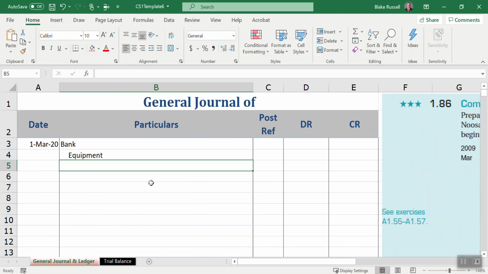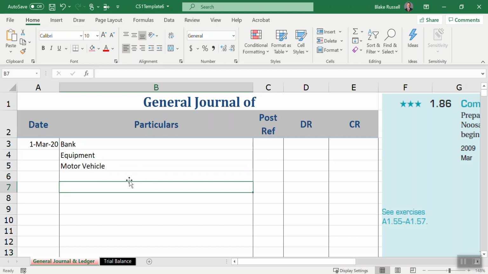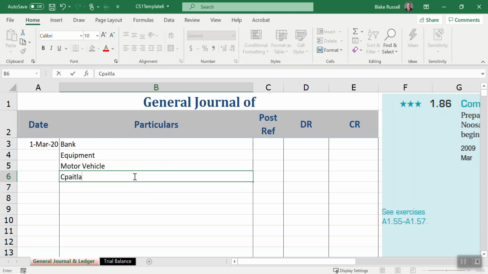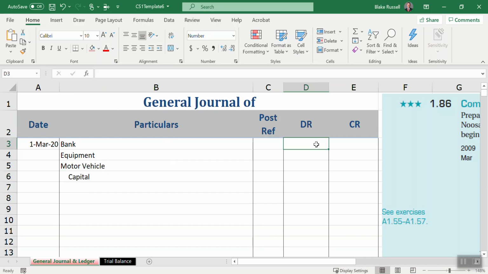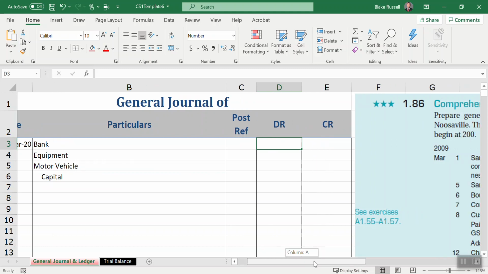And what's the next one? Vehicle. Oh, we're saying motor vehicle. It might be just a vehicle without a motor. Okay, and capital. Capital. So when you contribute to a business it's called capital. I'm just going to indent. That's what I'm using up here. Alright, so let's put all this in.